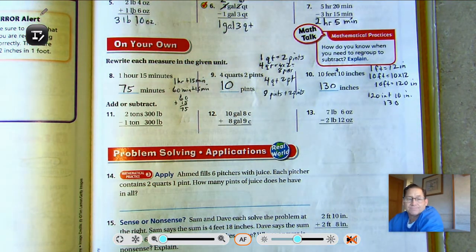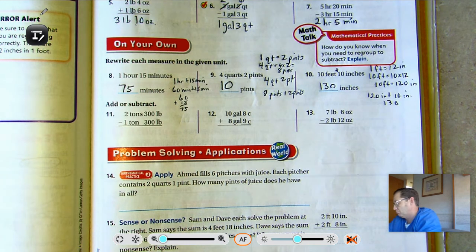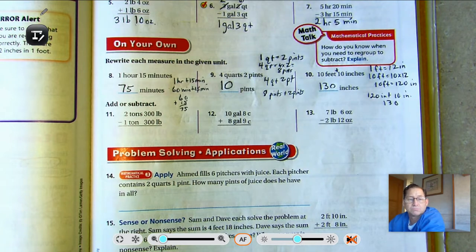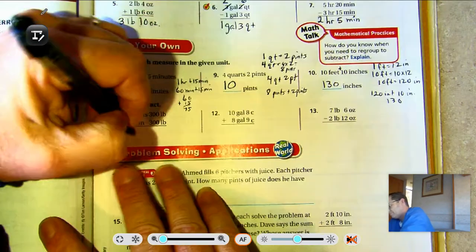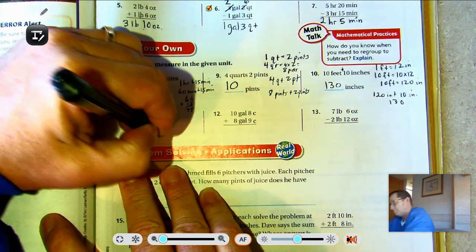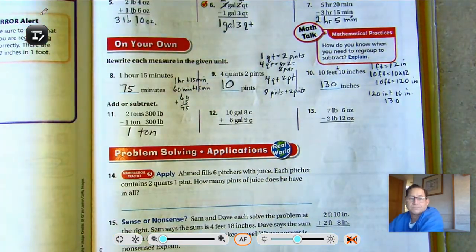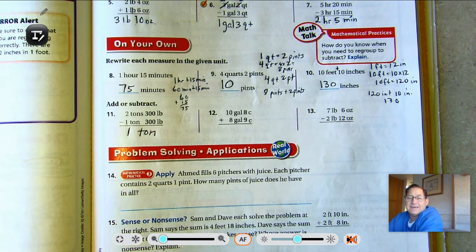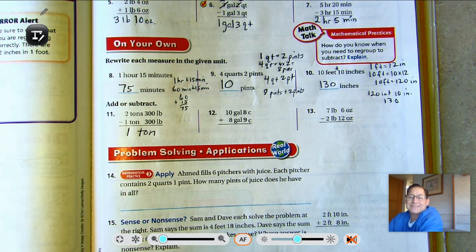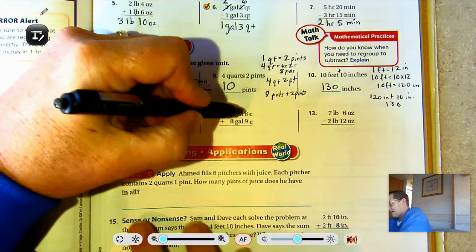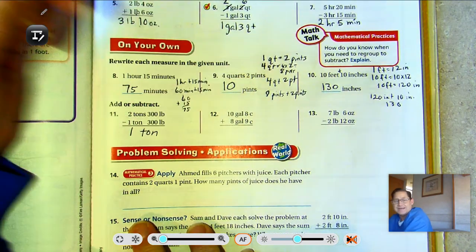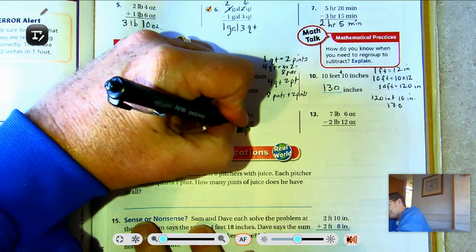Add or subtract. 300 pounds, take away 300 pounds. That's 0. 2 tons, take away 1 ton. 1 ton. 10 gallon, 8 cups, plus 8 gallons, 9 cups. So let's start with the cups. 9 and 8 is 17 cups.